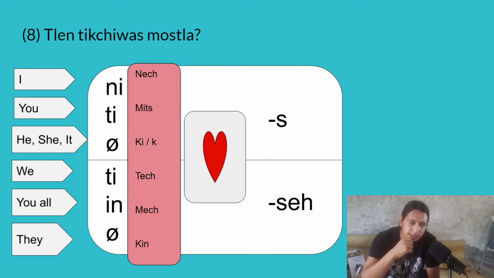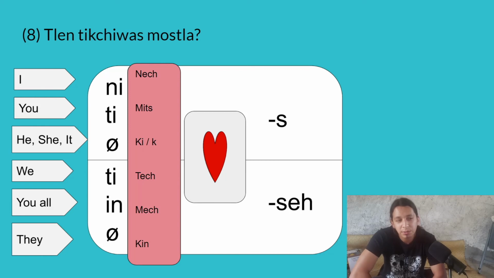Tlen tich chiwas mostla. What are you going to do tomorrow? Okay, chiwas, to do something. But I can't just say chiwa by itself. It doesn't make sense, because chiwa is a transitive verb. It's one that needs something from both columns.